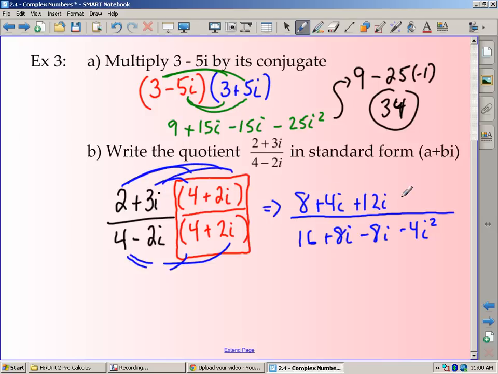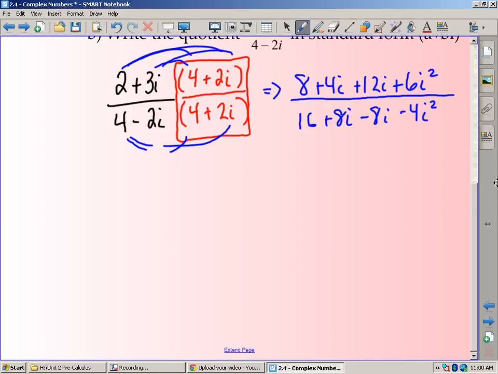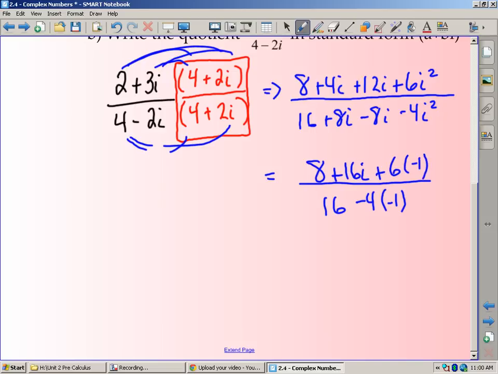Well, the good news is, on the bottom, our conjugate simplification will help us out, and so the 8i's cancel out, so I'm left with 16 minus 4 times negative 1, because the i squared turns to negative 1. On top, the best I can do is 8 plus 16i plus 6 times negative 1, because the i squared again is negative 1. So I can do a little bit of simplification to get my final answer. 8 and negative 6 will give me 2 plus 16i. That's the best I can do on top. And on the bottom, I really have 16 plus 4, which gives me 20.